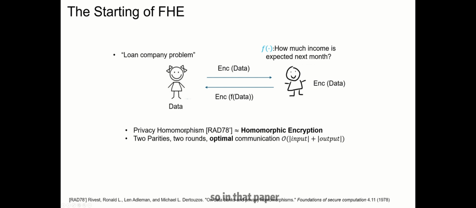In that paper, this idea was called privacy homomorphism, and nowadays we call it homomorphic encryption. Homomorphic encryption is actually a two-party computation with optimum rounds, that is, two rounds of computation, and the communication overhead is also optimum, that is, proportional to the size of the input plus the size of the output.